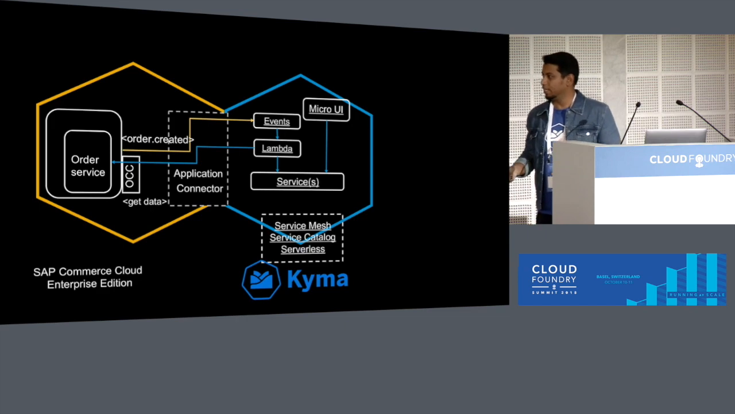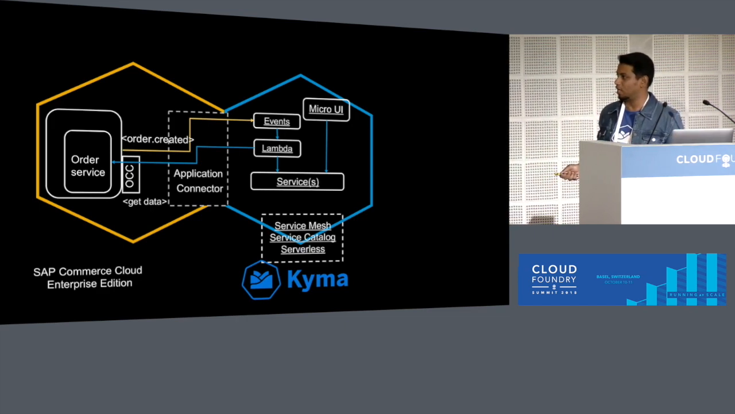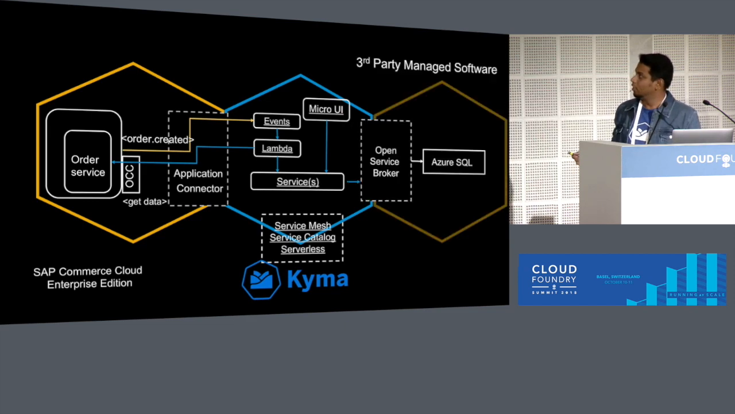In this case, I'll be using SAP Commerce Cloud Enterprise Edition. And Lambda will be listening to an event called order created. Once this event gets triggered, the Lambda is executed, which in turn makes a call to the Commerce Cloud through the OCC API to get more details about the order. Then it calls a microservice called HTTP DB service, which will in turn store the details in Azure SQL.